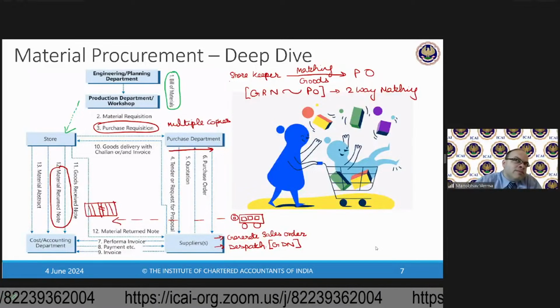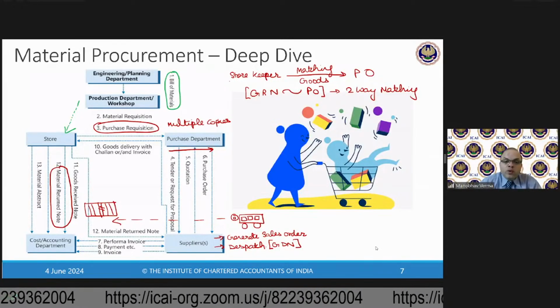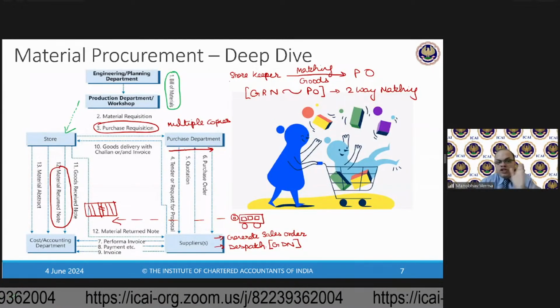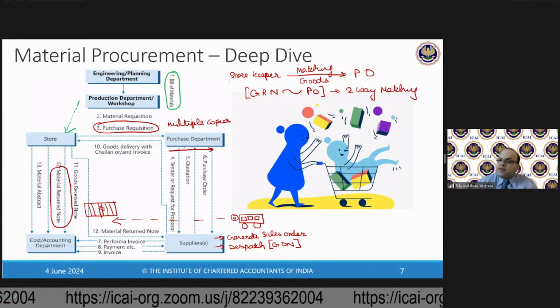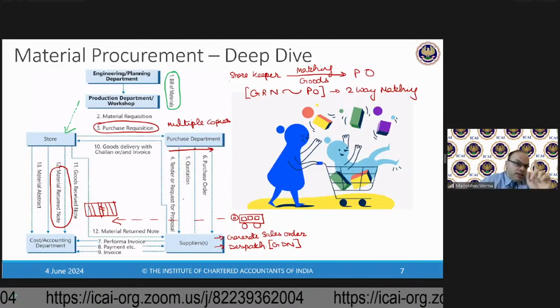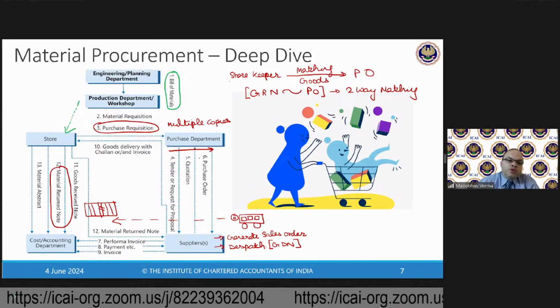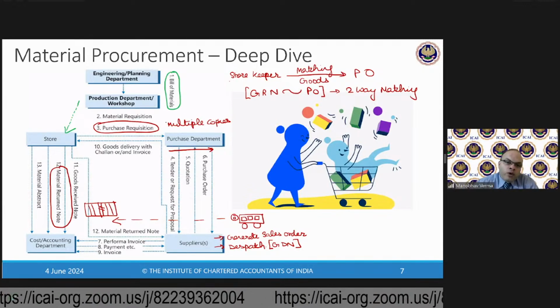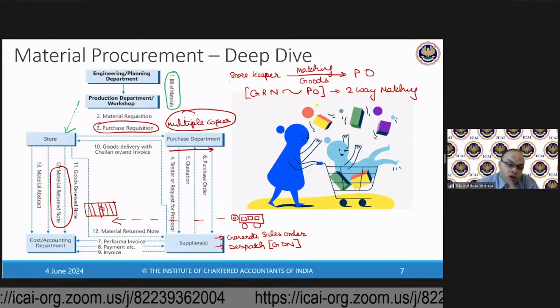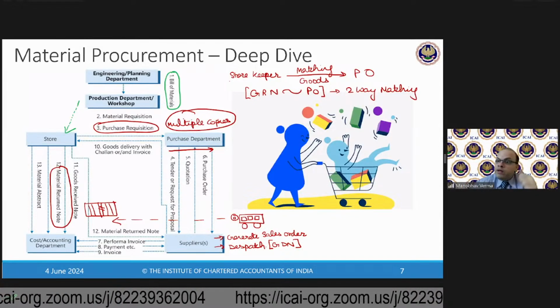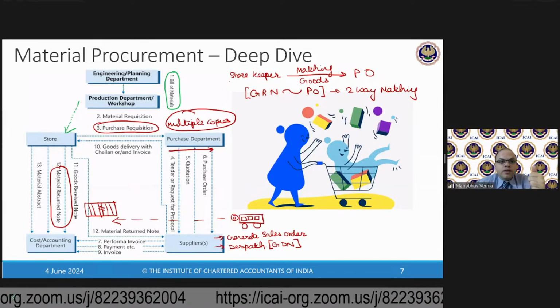Imagine how the sequence has flown so far. Purchase order, GRN, invoice. And when this goods received note has been generated, guys, there are multiple copies. Do not forget of every document we are looking at. Even the goods receipt note copies would be given to the accounting team.